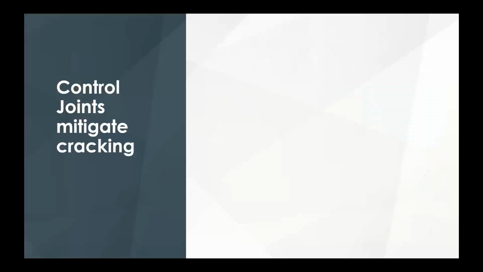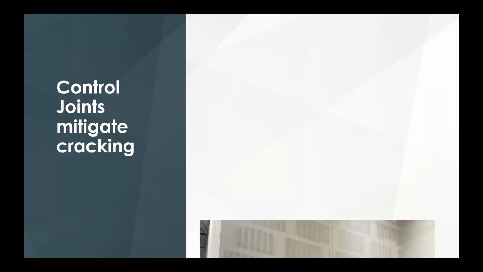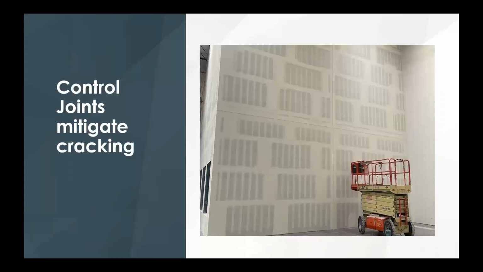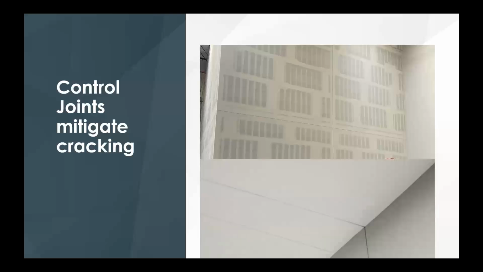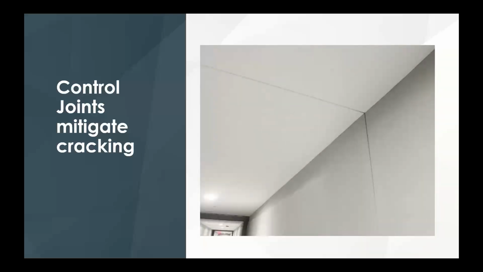So what can you do? What could you do to mitigate that cracking? Well, control joints are great for that. You could put control joints. You see it coming down here vertically, going horizontally. These are also in the code, but they're in there for a reason. We want to reduce that cracking. Cracking could lead to sound going through it, and plus it's unsightly too. So control joints are going to help you with that. You can put them in the ceilings, you can put them in the walls.